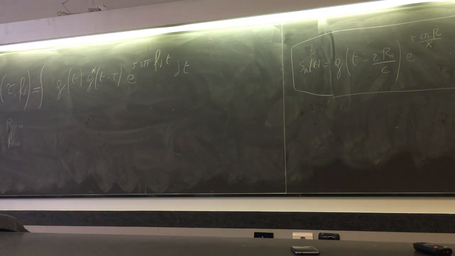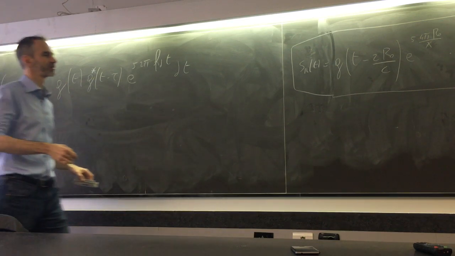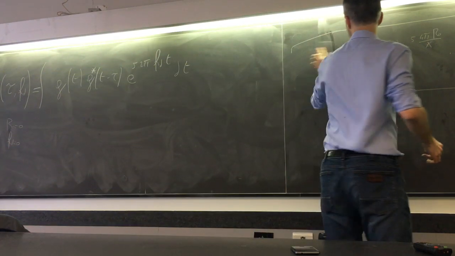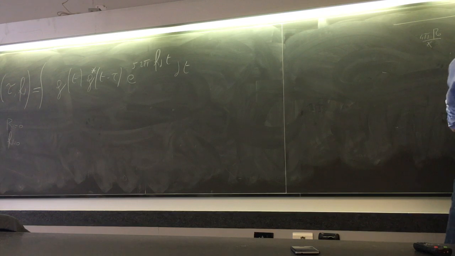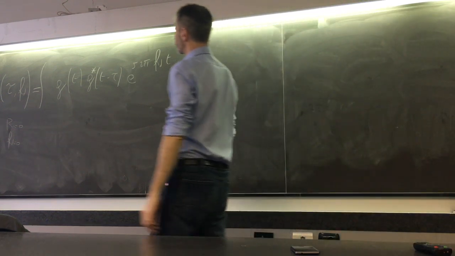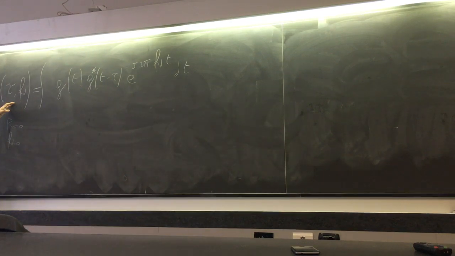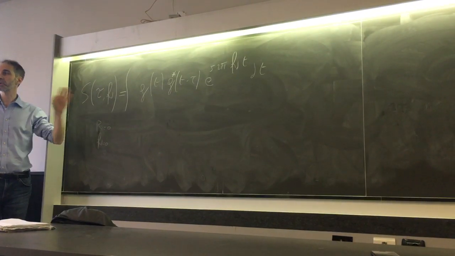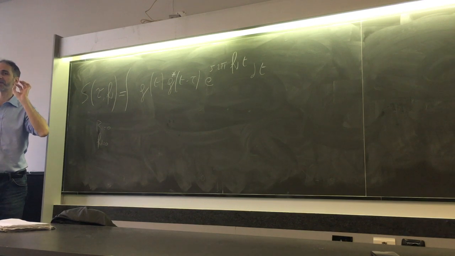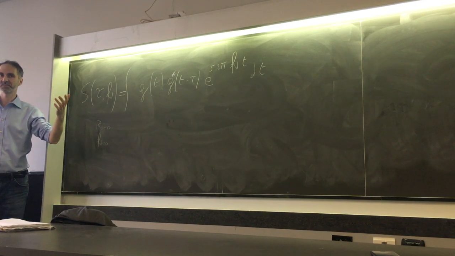So we end up with this very simple form. Now, this is a function of two variables. So let's start by studying its sections.